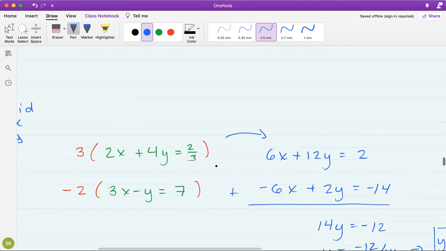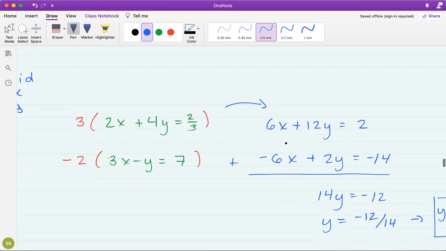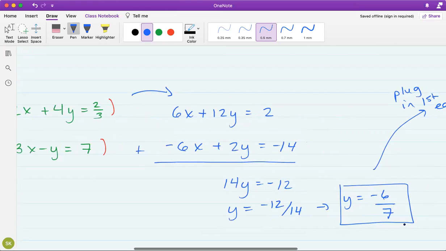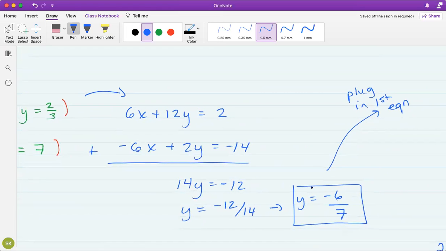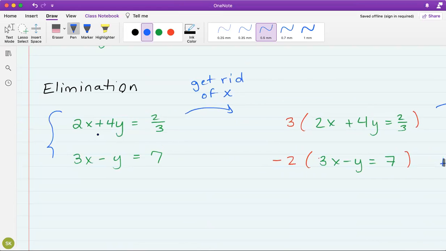And when I multiplied the top equation by 3, I got 6x plus 12y is 2, and the bottom one I got negative 6x plus 2y is negative 14. Then if we add these two together, we get rid of that x, and then I was able to get y is equal to negative 6 over 7, just as expected. Then I took this value and I plugged it into the first equation. So it doesn't matter which equation you plug it into. Again, here are the original two equations. The first or the second one, I just went with the first one.